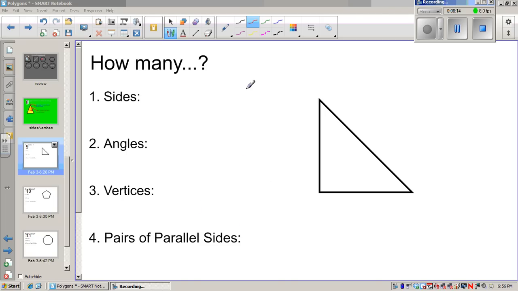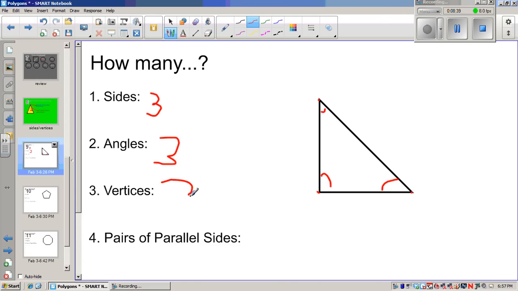All right. So this is a triangle again, so it has three sides. How many angles does it have? Here's an angle. Here's an angle. There's an angle. So it's got three angles. Vertices, one, two, three of those. Ooh, each three a little bit different.